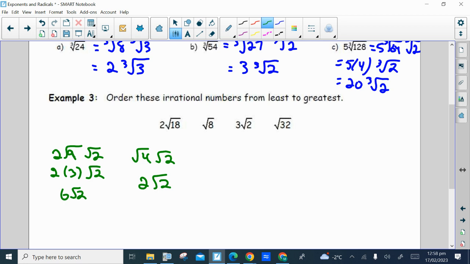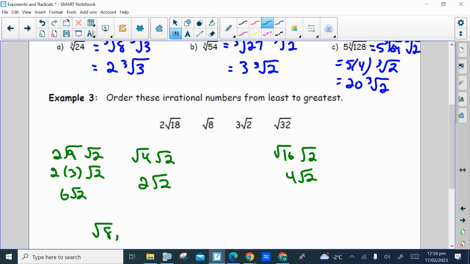So far, that's our smallest number. But now we need to do root 32, which would break down to root 16 root 2, and the square root of 16 is 4. And so if we compare all the numbers now, we can see that the smallest number will be 2 root 2, which came from root 8.